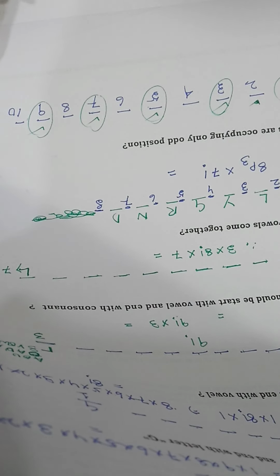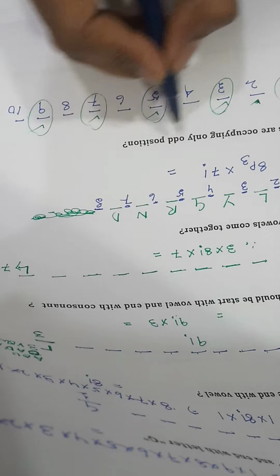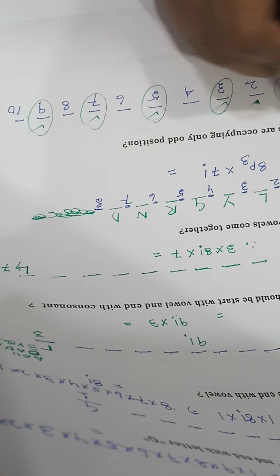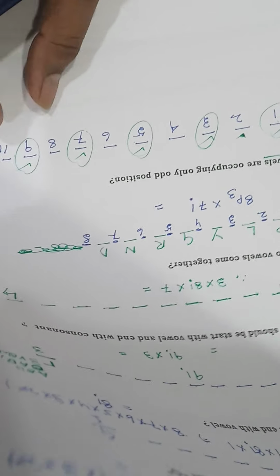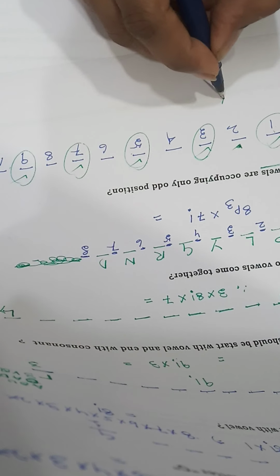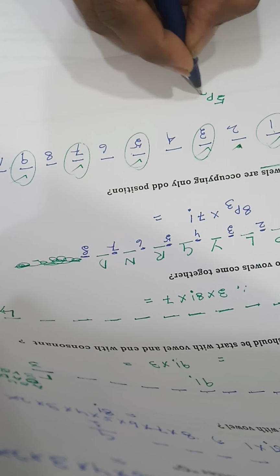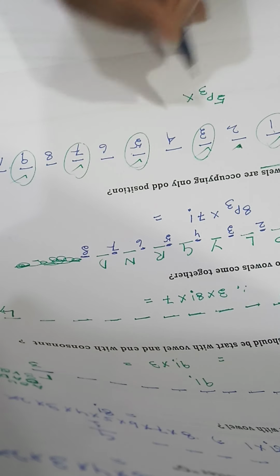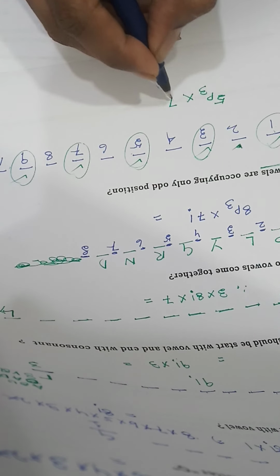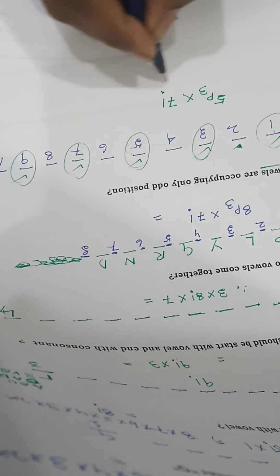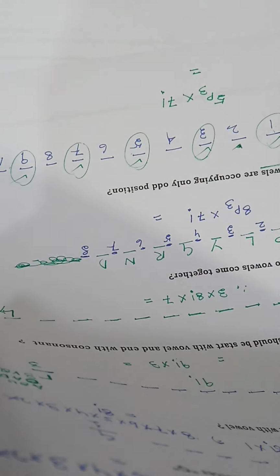Okay. So the 5 odd positions, and how many vowels are there? There are 3 vowels. So we can write, there are 5 places of odd, 5P3, very simple, into 7 factorial. The rest are the consonants, 7 factorial. The answer you can easily extract.